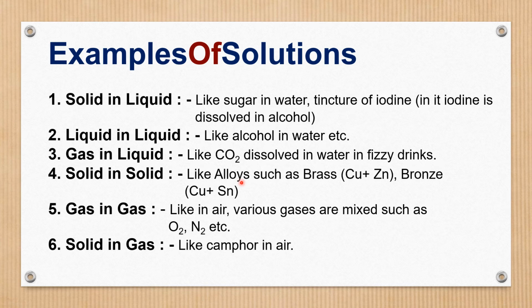So that example, brass and bronze. So what is an alloy? An alloy is a mixture of two or more metals, or a metal and a non-metal. That is called an alloy. So an alloy is a mixture and we can consider it as a solution.